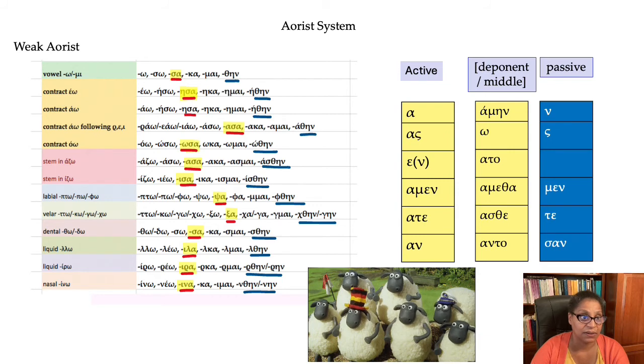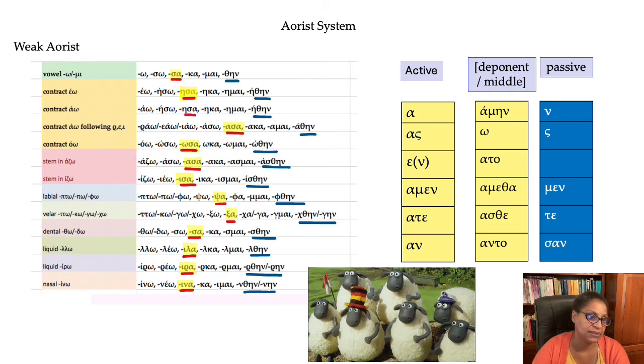So contract verbs, of course, they're going to have asa, or if it's alpha contract, asa. If it's alpha contract in front of a rho, epsilon iota, it's asa. If it's omicron, it's osa. All right, then there are stems in zo, adzo, idzo. Well, they become asa, isa.